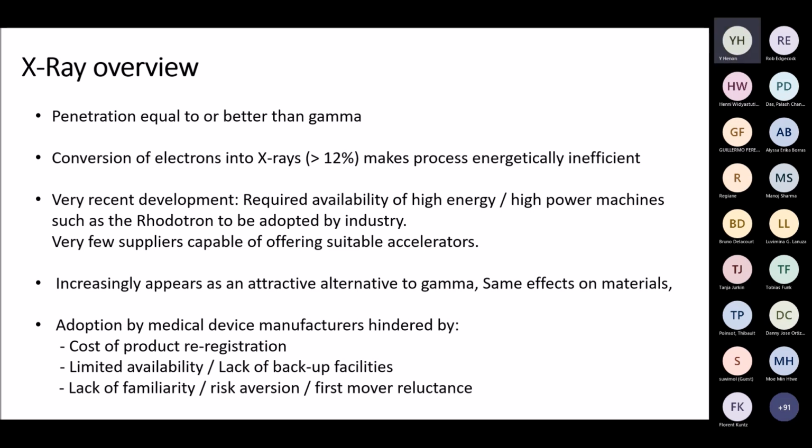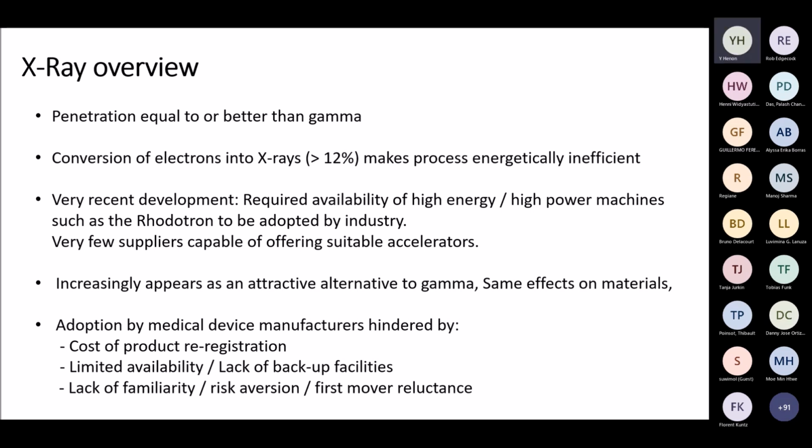There is now a lot of research done on the effects of X-rays on material. Globally, it's the same as for gamma. However, it's not so easy. If you have been irradiating product with one modality, say gamma or E-beam, switch to X-ray for a medical manufacturer in particular will require that you revalidate, that you register the product again.